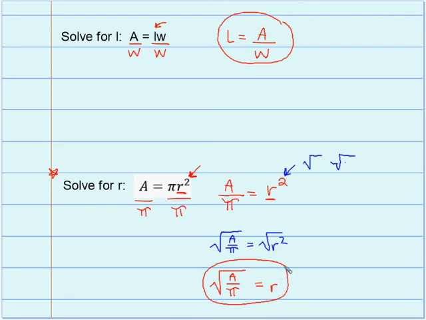That's it. Okay, so you will be asked to solve for variables, and not always will you have an answer that you like to look at. It doesn't say your length is 4. It says your length equals your area divided by your width. That's what we'll end up with.